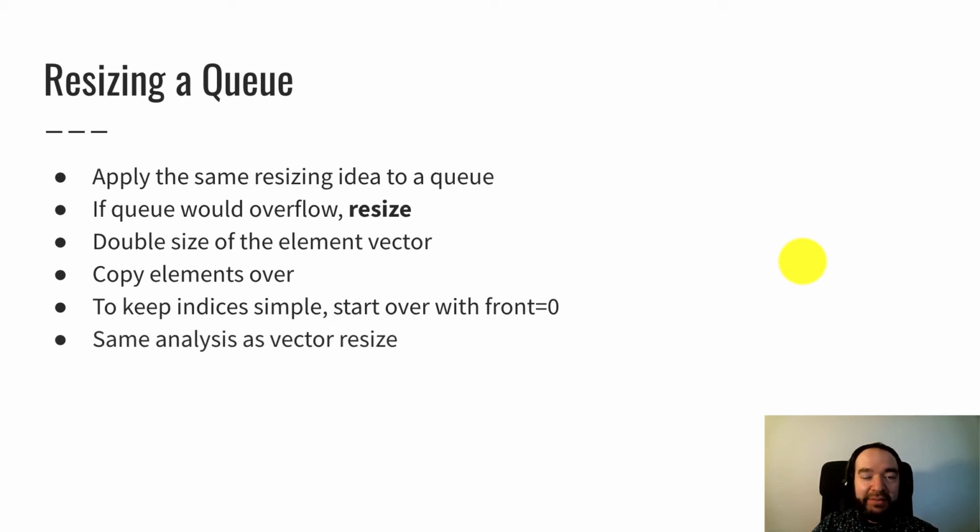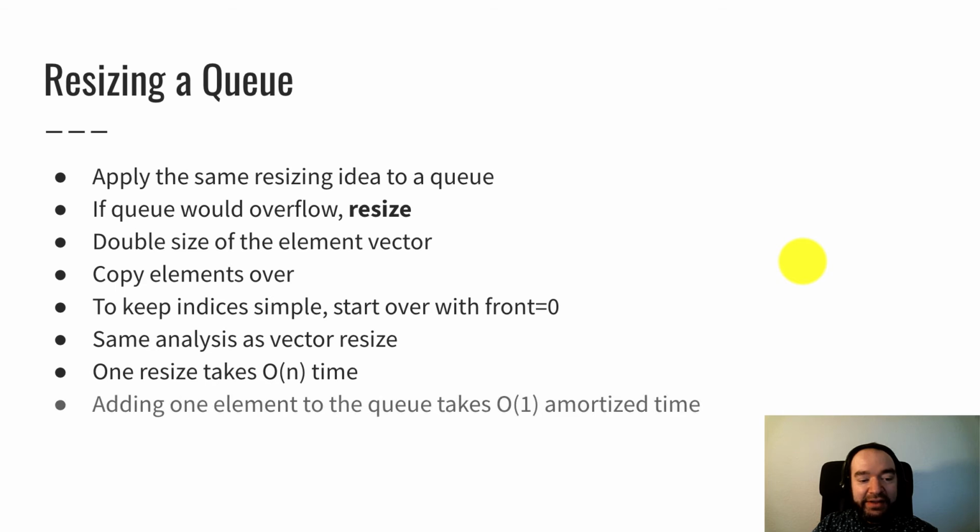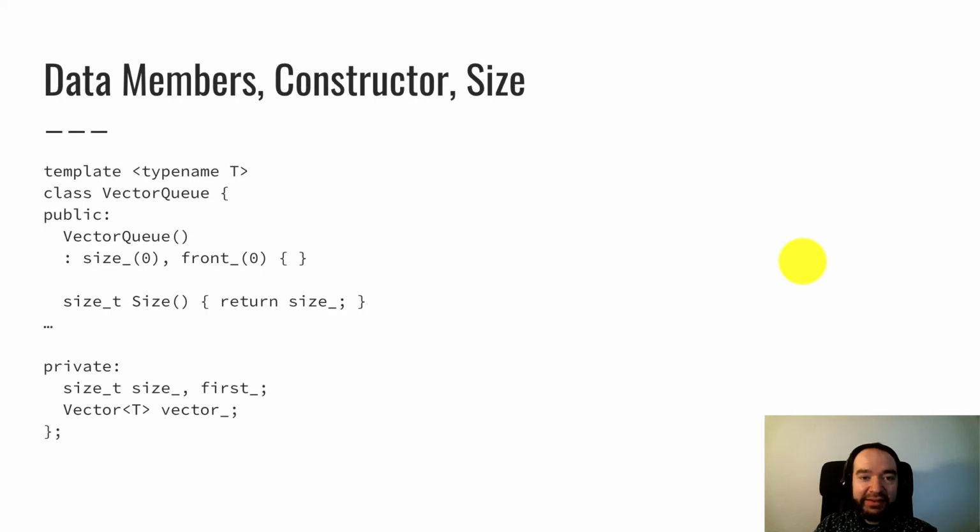The same kind of mathematical analysis of vector resizing applies to this situation. One queue resize takes linear time, but enqueuing an element to the queue will still only take constant amortized time because the resizing gets very rare. Now let's finally look at some code. So here's my class vector queue. The data members are down here. I've got my size_t size and first, and then we have the vector of T's called vector that actually stores the elements. That's all I need for data members.